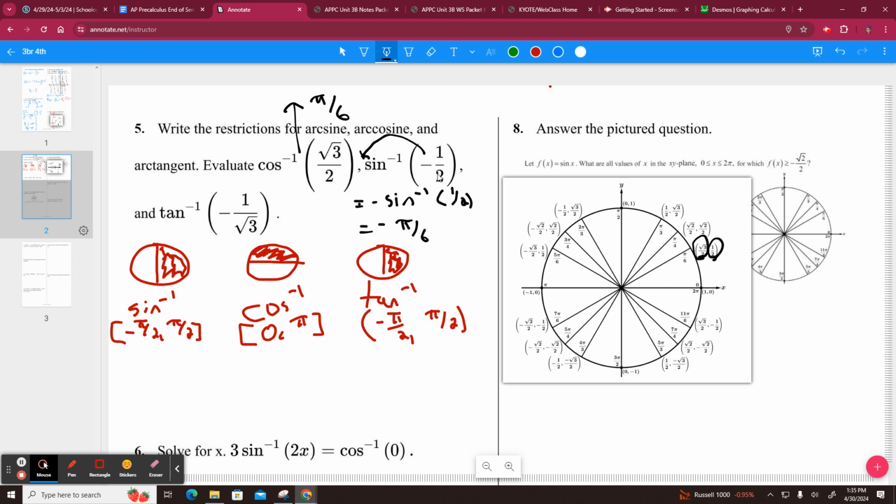And also, if you wanted to do the negative 1/2, negative 1/2 is down here. And if I start at 0, I went backwards by negative pi over 6.